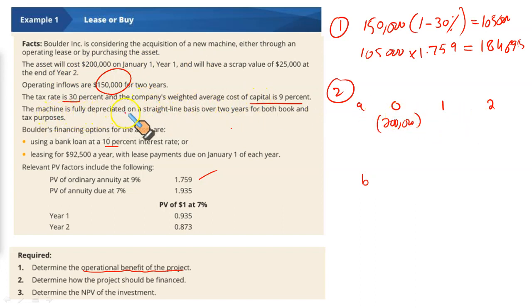The machinery is fully depreciated on a straight line basis over 2 years for both book and tax purposes. The borrower's financing option for the asset is 10% on a bank loan, which must be taken on an after tax basis, because all these cash flows are after tax based. So we have to bring in these discounted also on an after tax basis. Just multiply it with 1 minus 30%. It will give you 0.70 times 10. So you will use the 7% rate, which is already given to you.